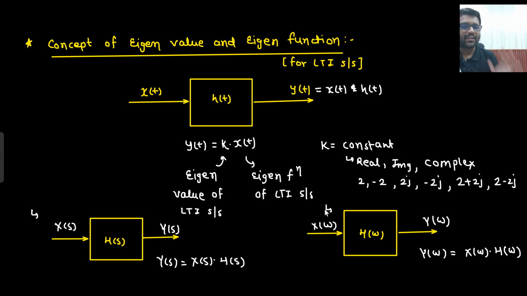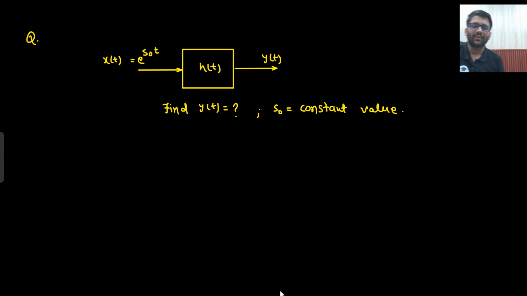So from this slide we understood the meaning of eigenvalue and eigenfunction, right? Let's see a question. There is an LTI system h(t). You are applying input x(t) which is e to the power s naught t. Now let me know what will be your output y(t). By the simple definition, you don't need to apply any Laplace transform or Fourier transform. By the simple definition, you need to tell me what y(t) will be. So let's start. This is your x(t), h(t) is the impulse response of the LTI system and the output is y(t).